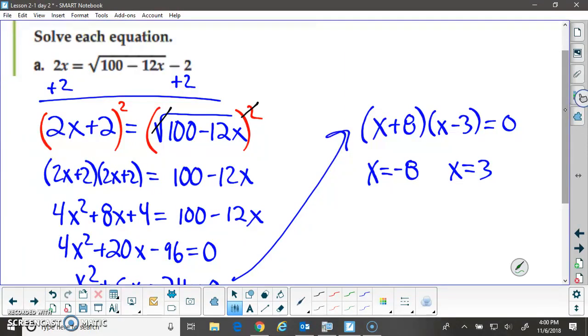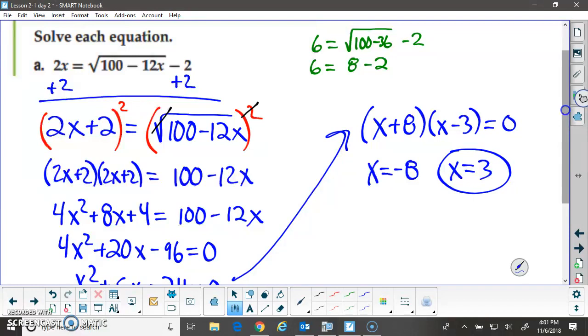So let's take 3 and put it in. If you put 3 into the left side, you get 6. If you put 3 into the right side, you're going to get the square root of 100 minus 36, then minus 2. That would give us the square root of 64, which is 8. And certainly 6 equals 8 minus 2. So this is a real solution because when you put it back in, the left side equals the right side.